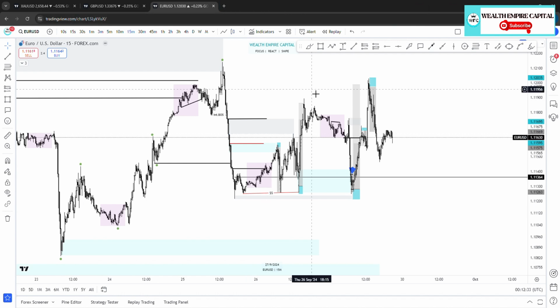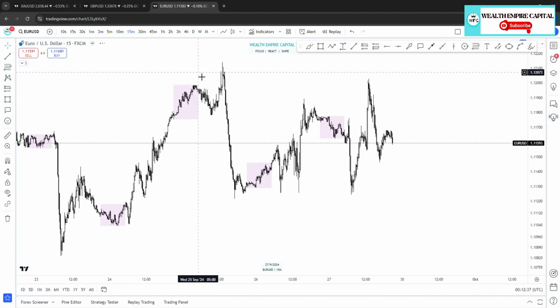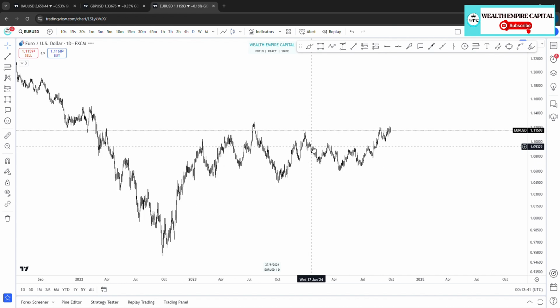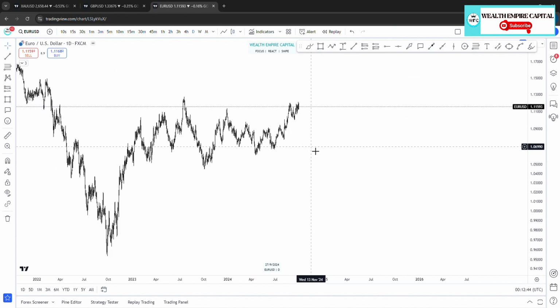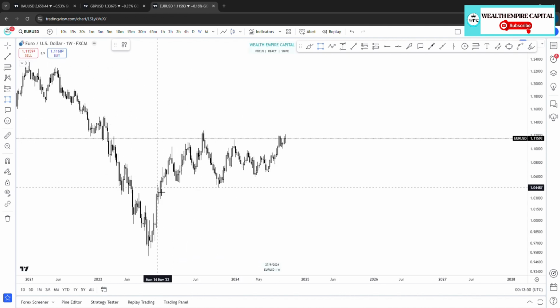On Euro USD again, let's go for a clean chart, FXCM. The same thing, I'm going to start from the higher time frame. Now on Euro USD, the story looks a little bit different on the higher time frame. The reason is because weekly we are bullish, right? But then daily is bearish. So this is my weekly point of interest over here, okay?